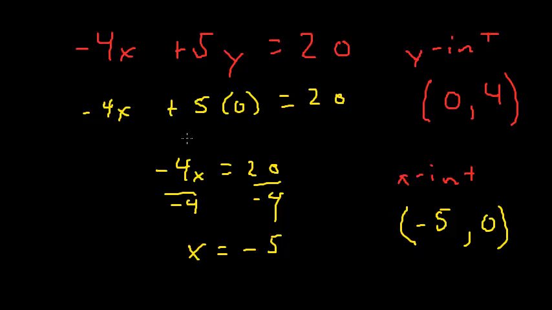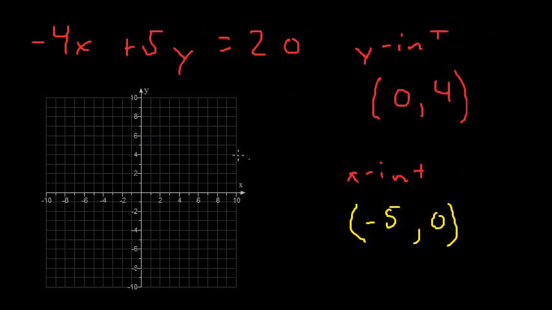I can then graph this equation using just the intercepts. So we plot our two points, (0, 4) right here, and (-5, 0) right here. And then we connect those two points with our line, right like so. And again, this line goes on forever in both directions. Next, let's take a look at some special cases, horizontal and vertical lines.